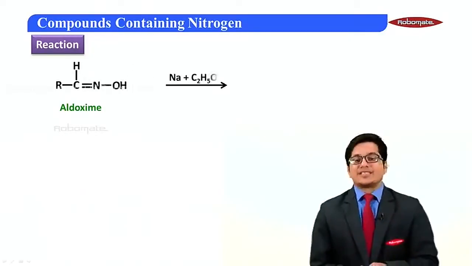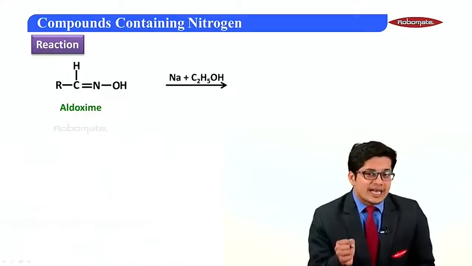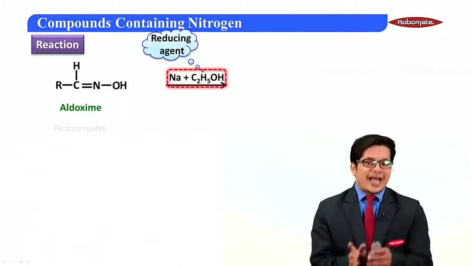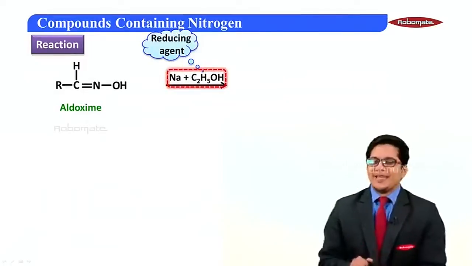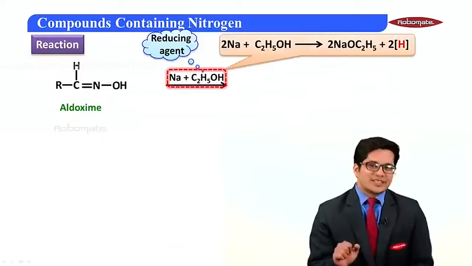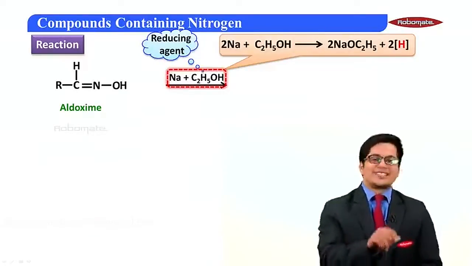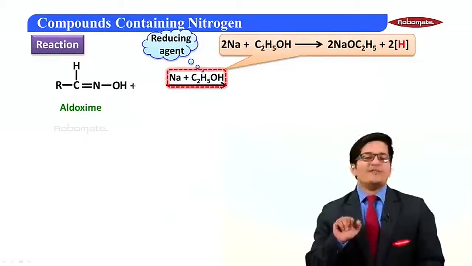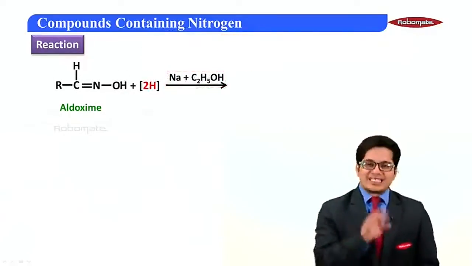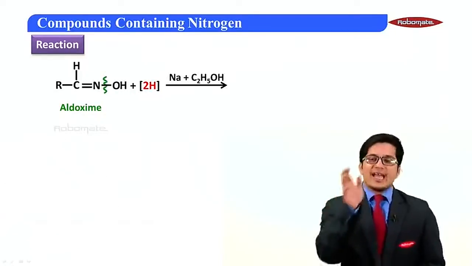This aldoxime is now treated with sodium and ethyl alcohol. But sodium and ethyl alcohol, I remember, this is nothing but a reducing agent, and the reaction of this would be something like this. That is 2Na plus C2H5OH gives 2NaOC2H5 plus 2 nascent hydrogen. So what we would do, we would take that nascent hydrogen, that is 2 nascent hydrogen right now. What we get, let's see. Both the hydrogens are added across N and OH bond.